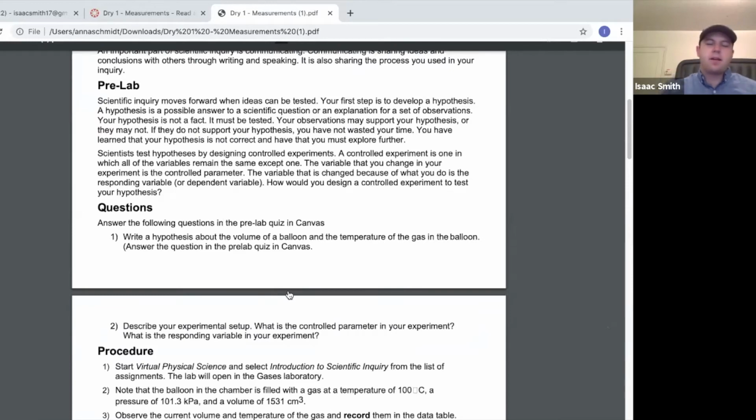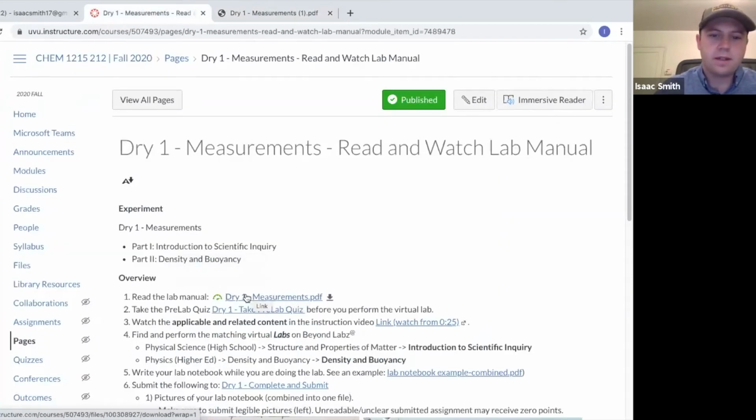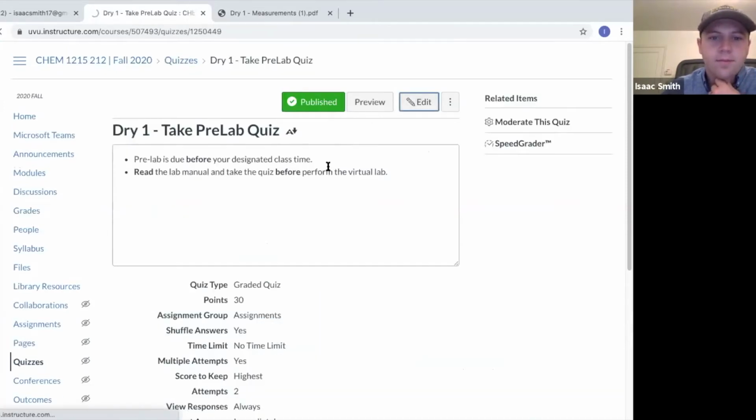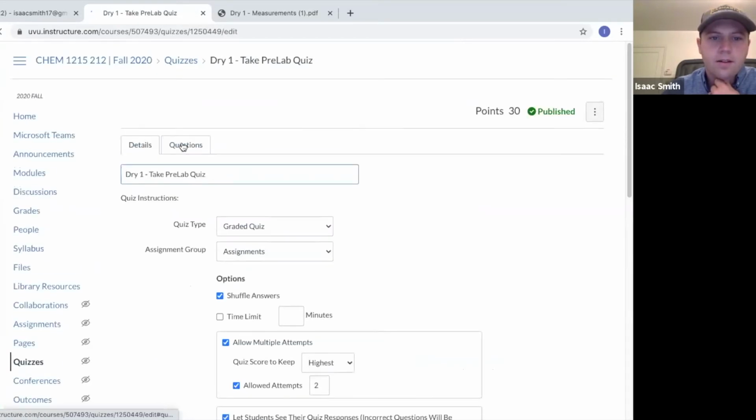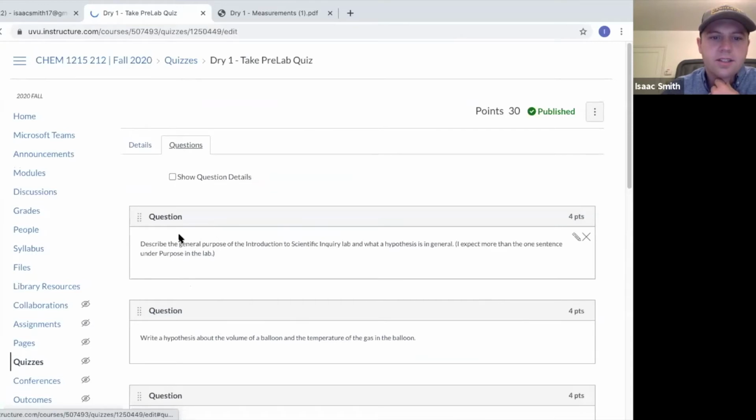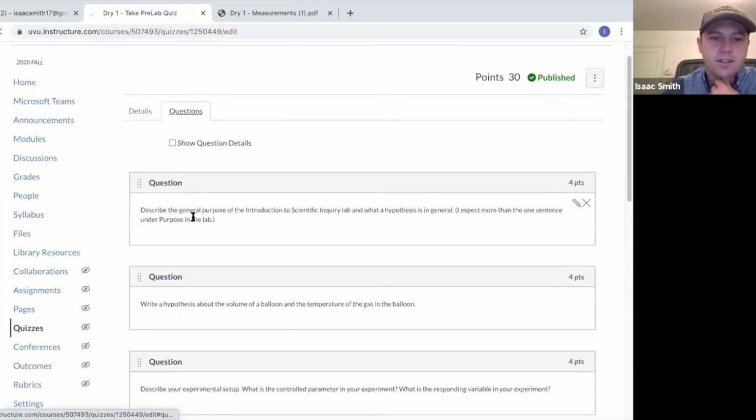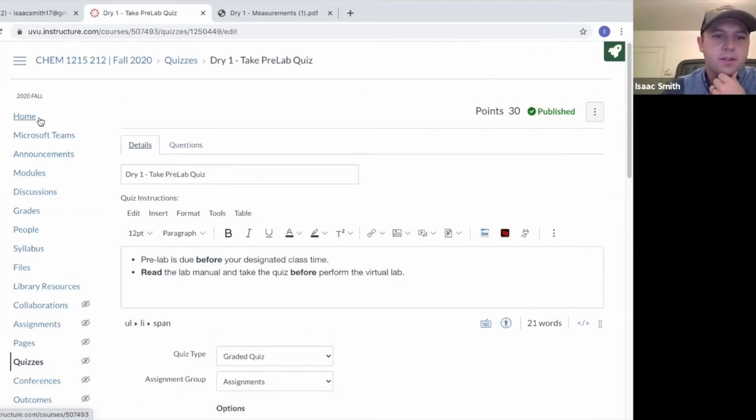So you're gonna read through the lab manual, see what's going on, and then do the pre-lab questions. And then you'll go into the pre-lab quiz. You'll open the pre-lab quiz, and I guess I can just show you that real quick. Go to the questions here. So you can see the questions are literally just what you saw in your answers. So anyway, that's just the pre-lab quiz there. Oh, let's see if I can get back to where I was.